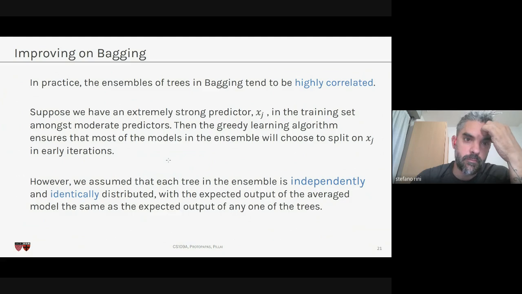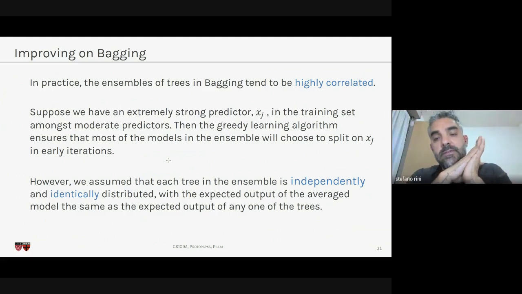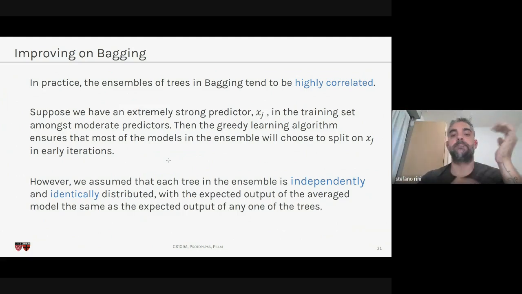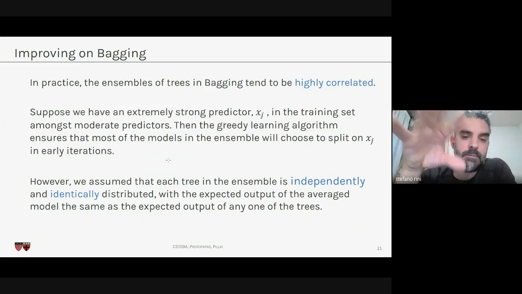So how do we improve over bagging? In practice, the ensemble of the trees in bagging tends to be highly correlated. So what we do with bagging is that we tend to produce very similar predictions because the splits tend to be very correlated. So let's say that we have a strong predictor in the training set, and then many other moderate predictors. Then the greedy algorithm that picks the variables to split first will always start from the same predictor, and so all the trees are going to start with the same predictor, so that they will end up with similar predictors.